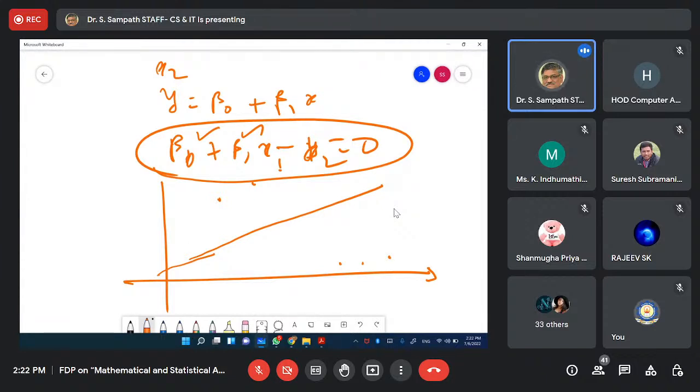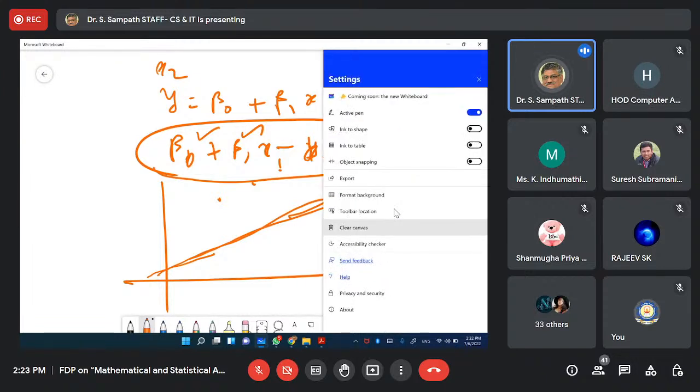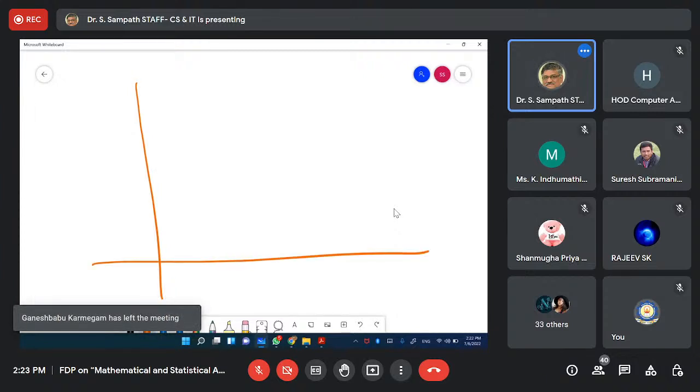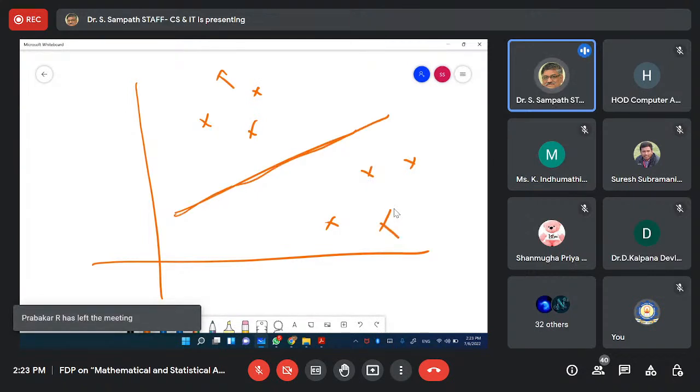When I have a two-dimensional space, I'll try to find one line which will help me separate the positive points and the negative points to the greatest possible extent. Understood? The moment you assume we have linear separability, here I have a set of points here and a set of points here. When you have linear separability, you'll be able to draw one line which will separate the positive points and the negative points. I hope you can understand.